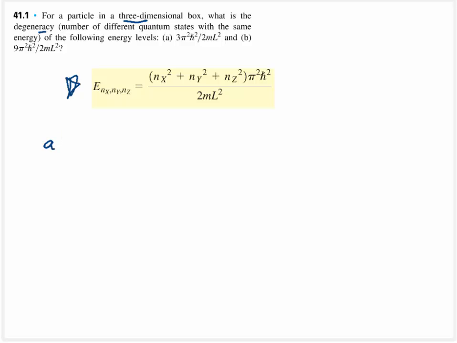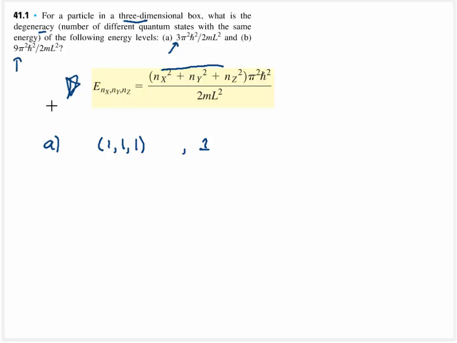So part A, we have a little 3 right out in front there, and the only way for this to happen is if we have nx equal to 1, ny equal to 1, and nz equal to 1. So we only have one state that can meet these energy levels. We're going to add them together, and that's going to give us our 3. And so the degeneracy of this one is just going to be 1.